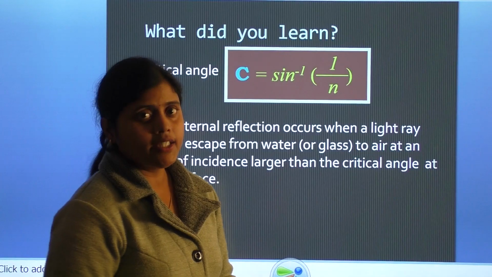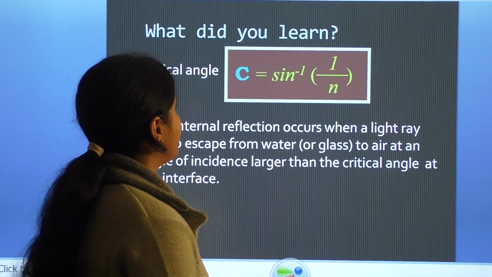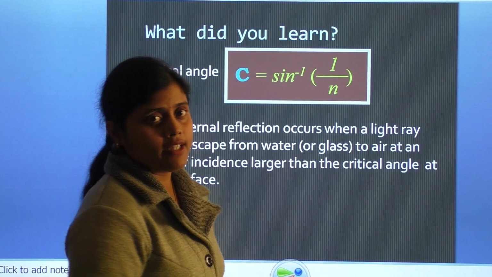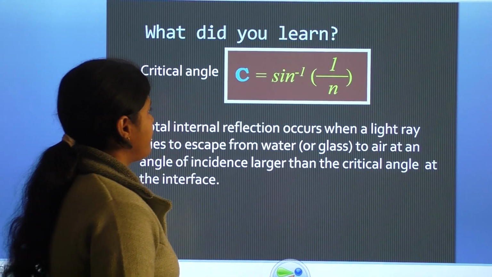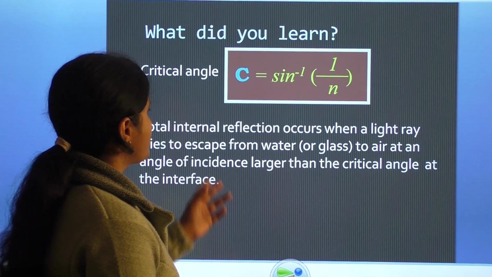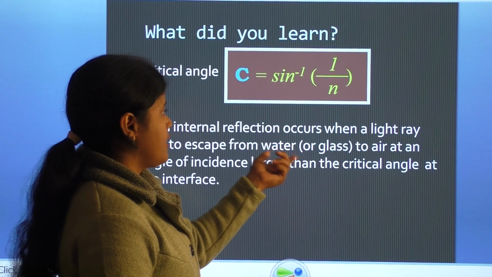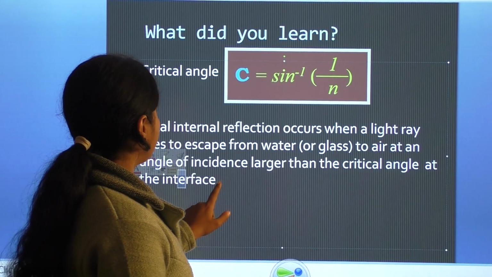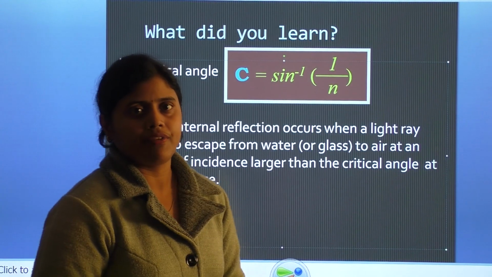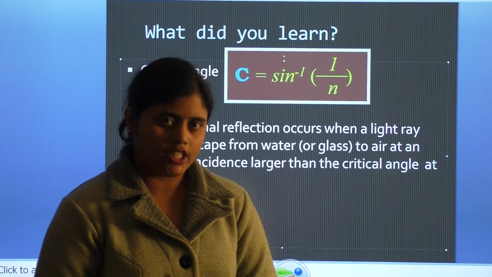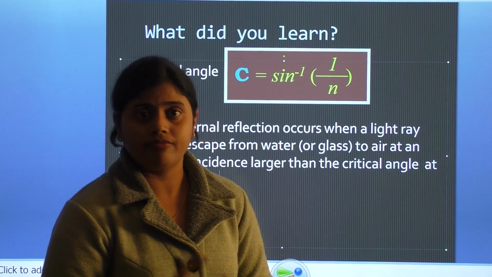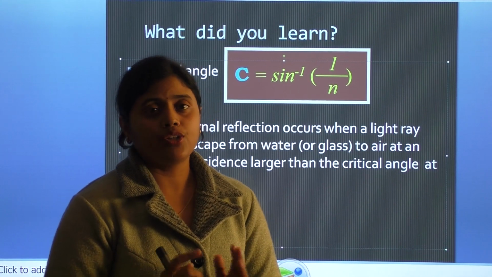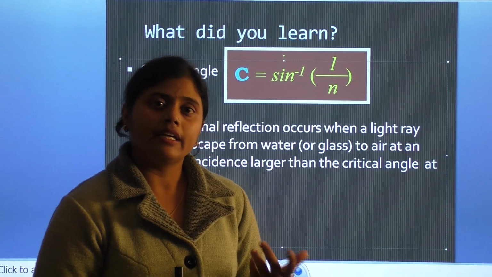Here we learn that the critical angle C, according to Snell's law, comes out to be sine inverse of 1 by n, where n is the refractive index of the medium. Total internal reflection occurs when a ray of light tries to escape from a denser medium like water or glass to a rarer medium like air at an angle of incidence larger than the critical angle at the interface. So only two conditions need to be satisfied for total internal reflection to occur. First, the light should travel from denser to rarer medium, and second, the angle of incidence should be greater than the critical angle.